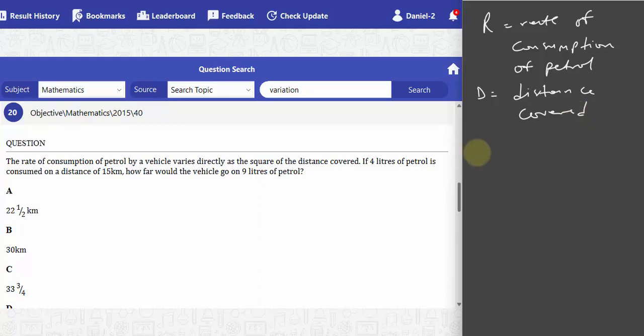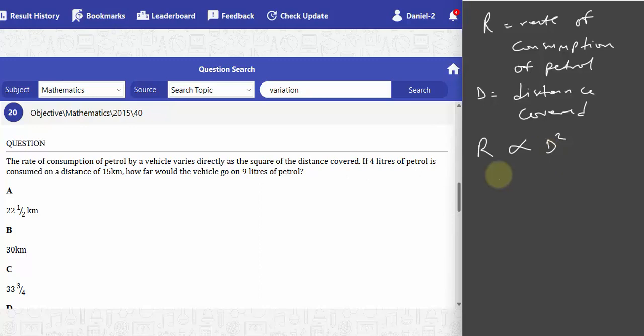So let's look at it. We are told that the rate of consumption of petrol varies directly as the square of the distance, the square of D. So this is basically a relationship.